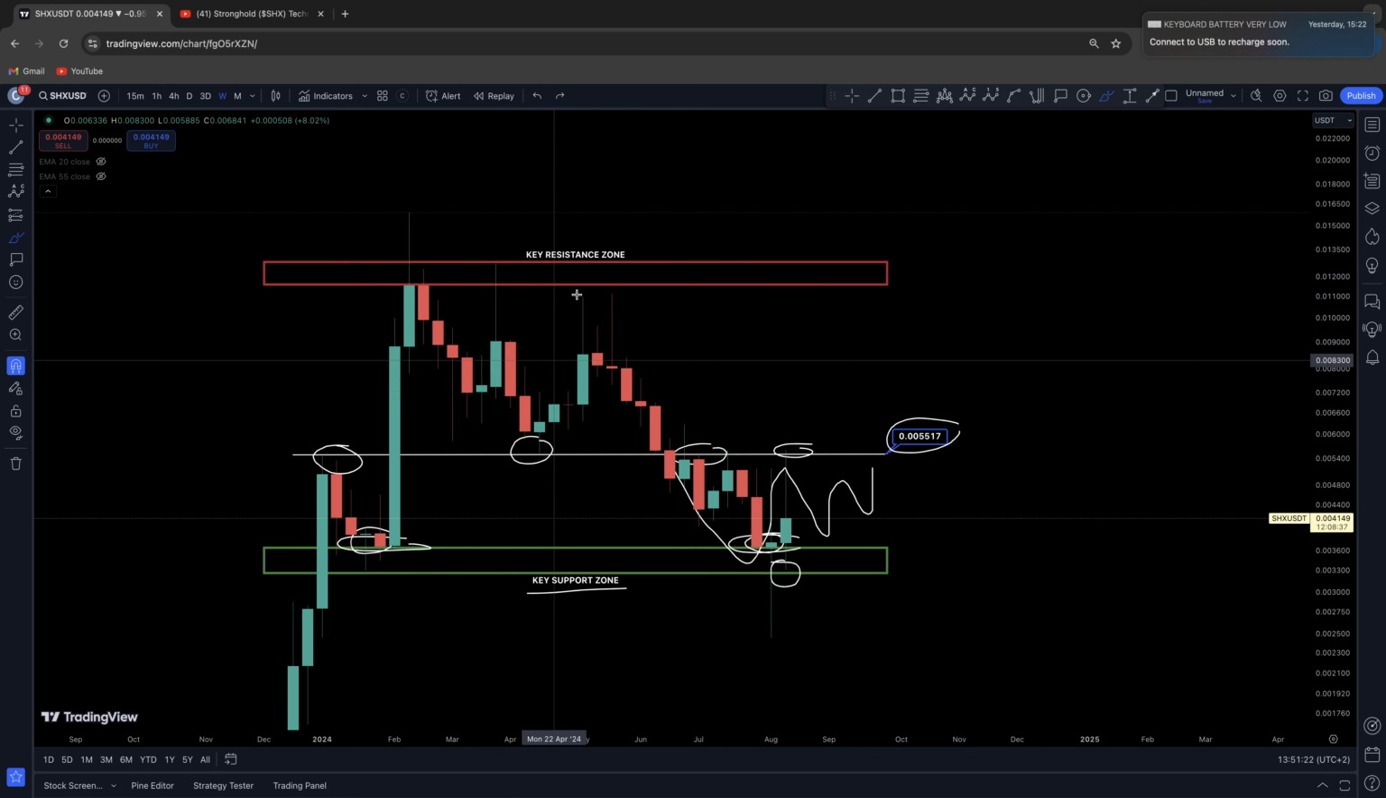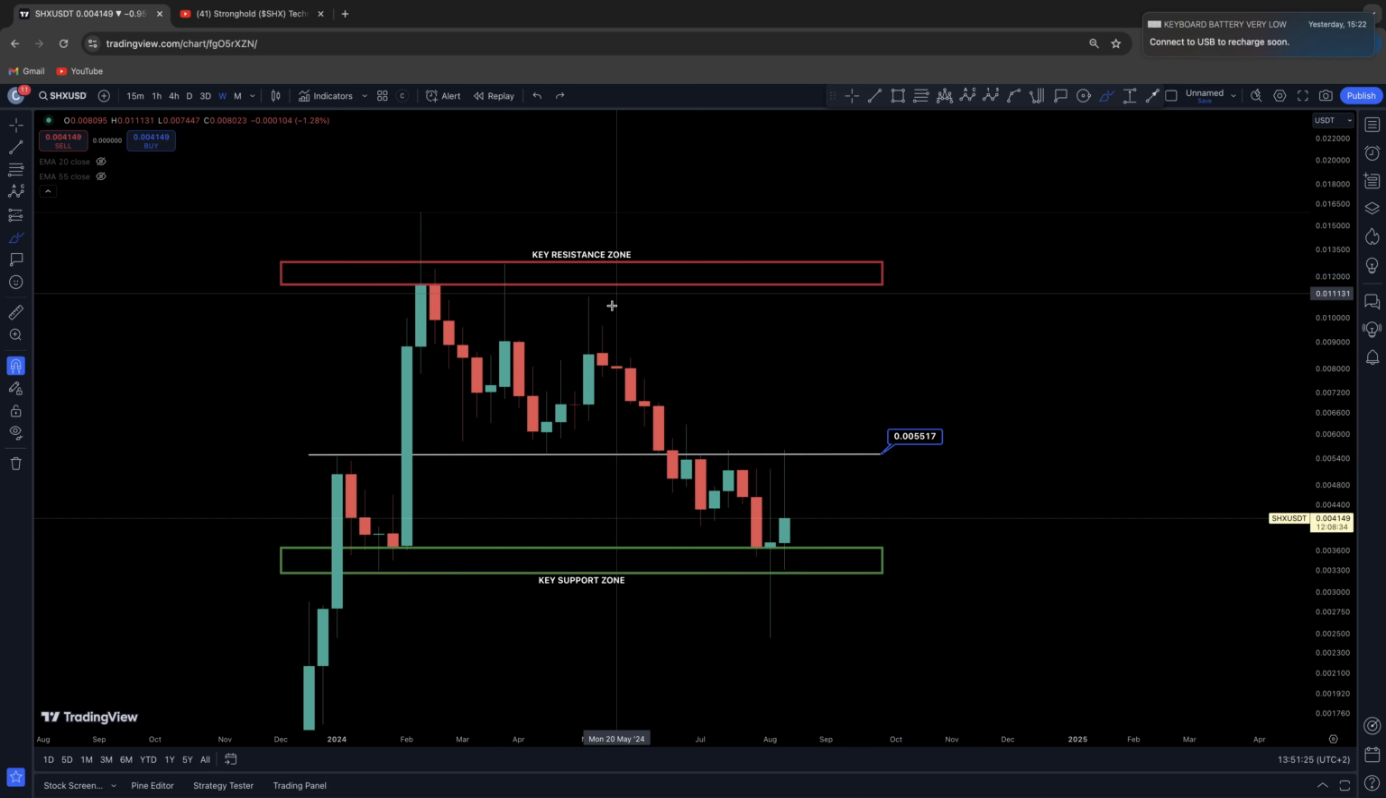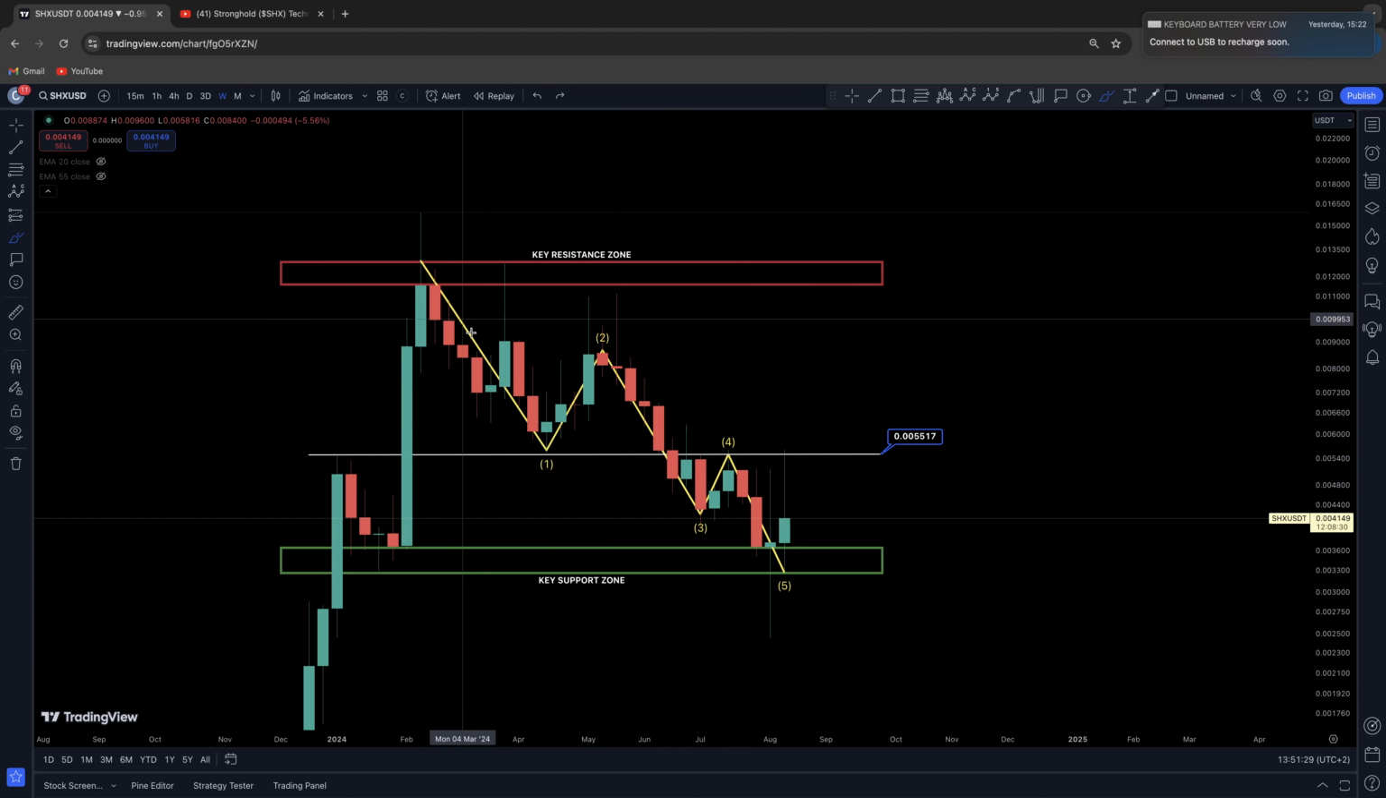So the key points to take away from this macro update for SHX is that this potential 5-wave correction has been completed, or this large ABC. We do have very large wicks to the downside and to the upside throughout this correction. Wicks aren't uncommon, but as the general trend is speaking, you can see that we've had these 5 waves down. We've come back to this key level of support. Hold this level right now at 0.0032, and I think we're good for continuation, at least back up to this 0.005.